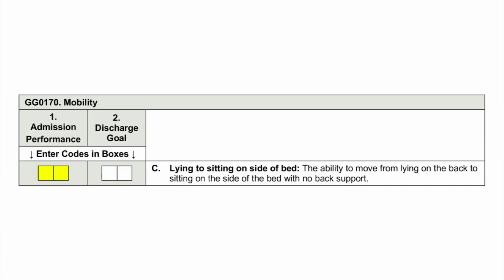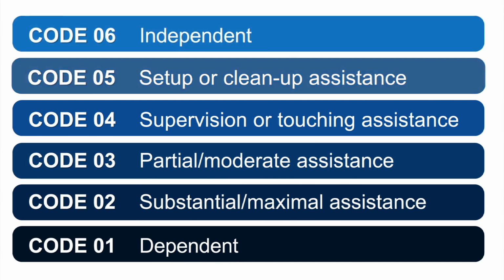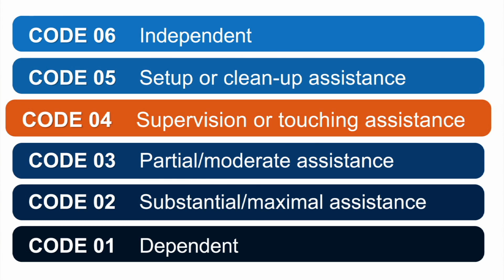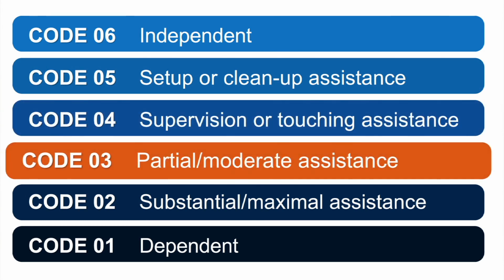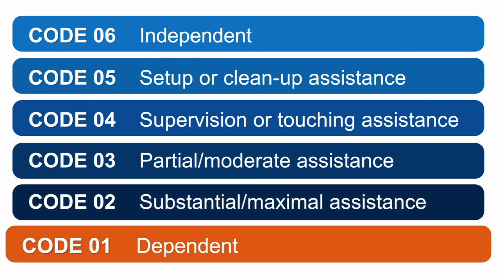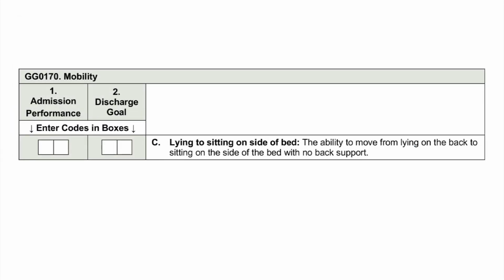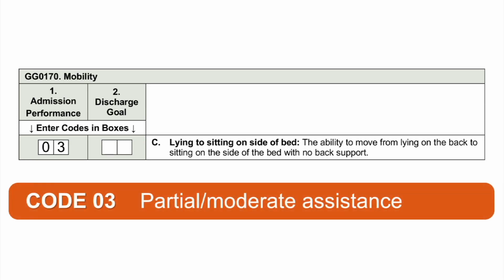How would you code Mrs. Brown's admission or start of care performance for GG0170C, lying to sitting on side of bed? Code 06, independent. Code 05, setup or cleanup assistance. Code 04, supervision or touching assistance. Code 03, partial, moderate assistance. Code 02, substantial, maximal assistance. Or Code 01, dependent. The correct answer is 03, partial, moderate assistance.